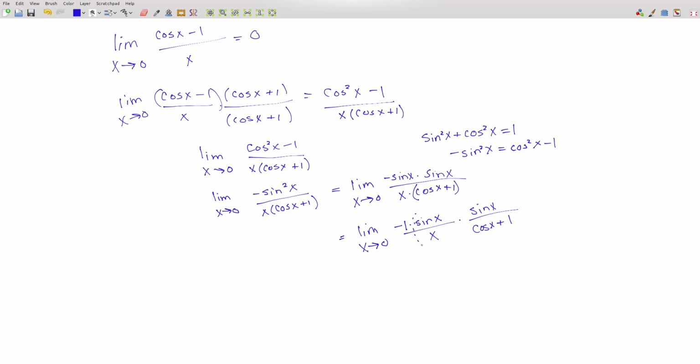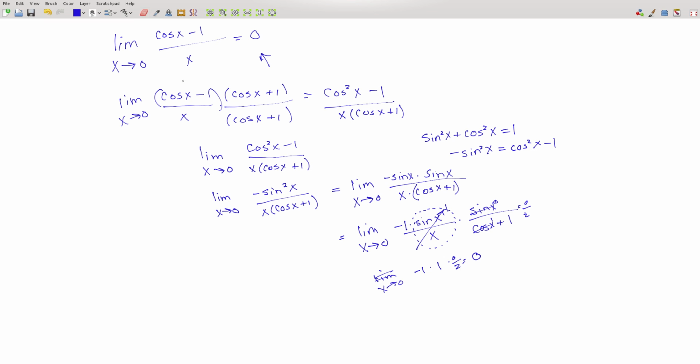And what do we have here? What does this become in the limit as x goes to 0? I hope that you see that this becomes 1, a previous result. Over here we have, as x goes to 0, the sine of 0 will be 0, so this is 0. The cosine of 0 will be 1, so here we'll have 0 over 1 plus 1, which is 2. So what we'll end up with is the limit as x goes to 0 of negative 1, this becomes a 1, this part becomes 0 over 2, and all of this is negative 1 times 0, which is 0, of course exactly what we wanted to show.